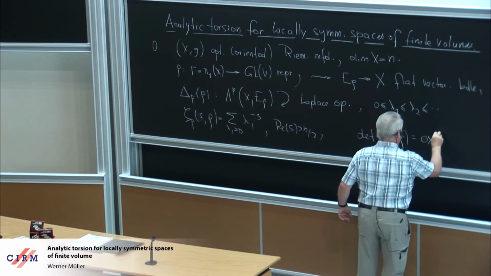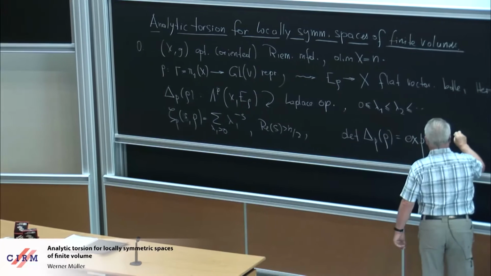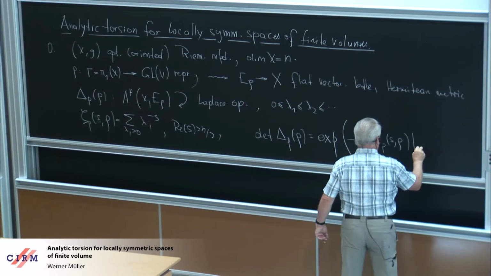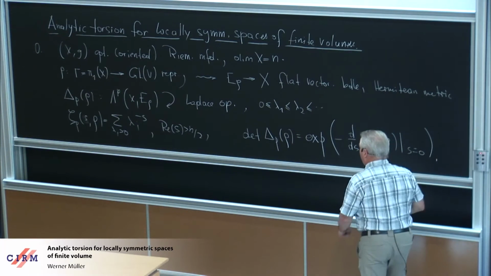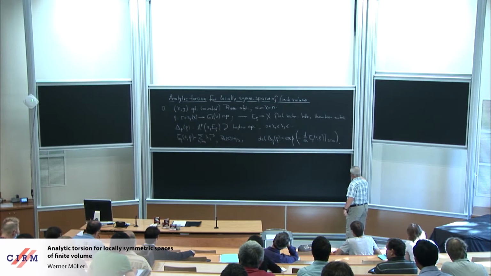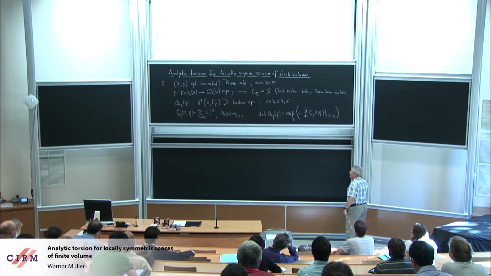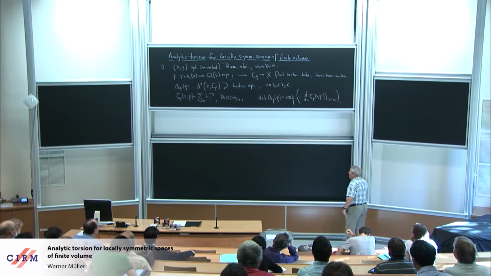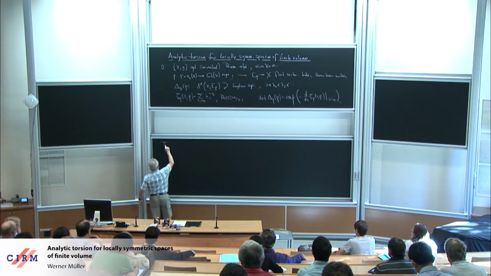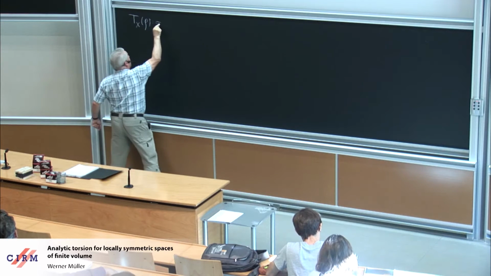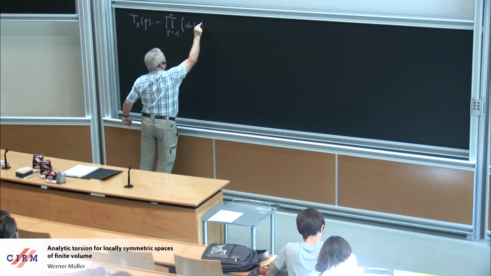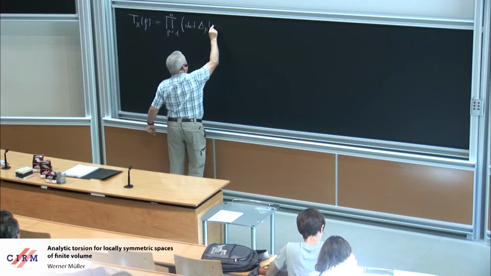exponential minus the derivative of this zeta function at the origin. Okay, so this is the regularized determinant, and then the analytic torsion is a weighted product of such determinants. The product runs from 1 to n.